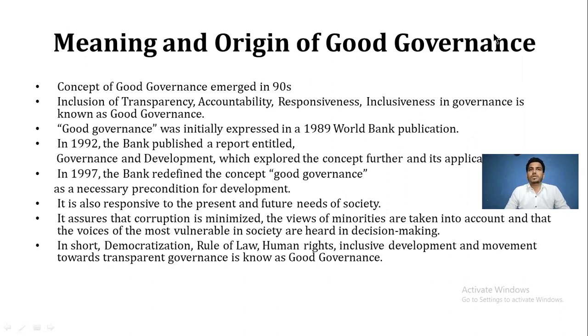So it assures that corruption is minimized, the views of minorities are taken into account, and that the voices of the most vulnerable in society are heard in the decision-making process. This is one of the important criteria of good governance: every year the corruption index is declared, and it is expected that the level of corruption in this index should be minimized to the lowest form. Hence, corruption is supposed to be completely eradicated, and good governance is trying to achieve a corruption-free society. For that reason, this most important point is included in the concept of good governance.